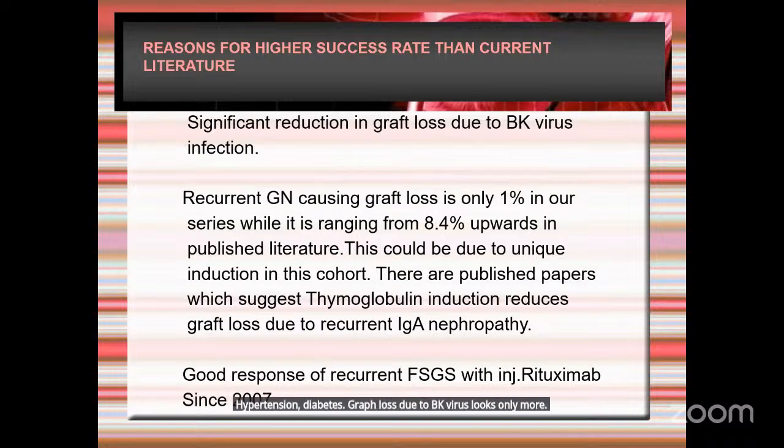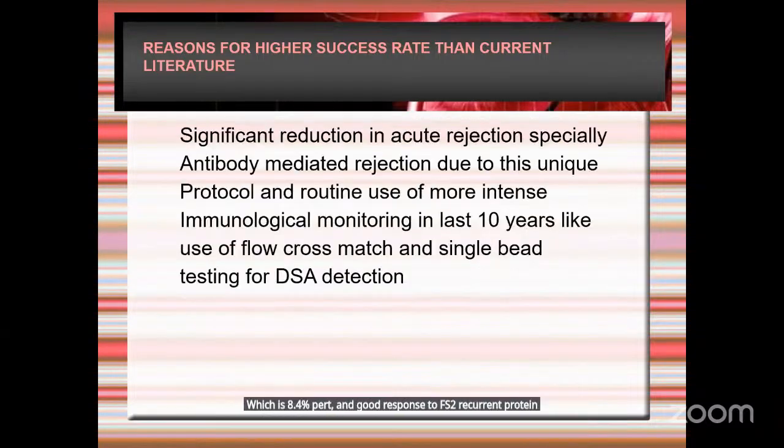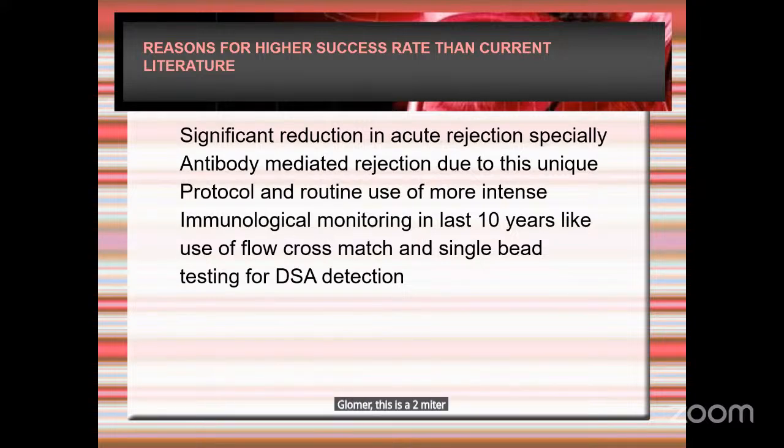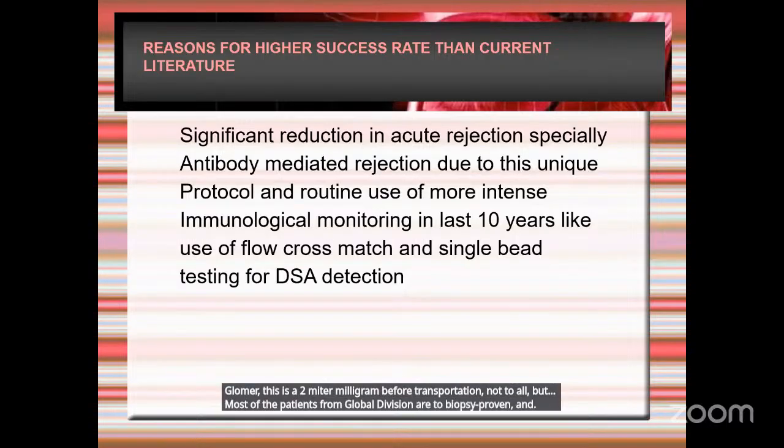So here, in comparison to the literature, our graft loss due to BK virus is not high. Recurrent GN causing graft loss is only 1% of our series, which is 8.4% in the New England Journal series. And there is good response of recurrent FSGS to rituximab. Significant reduction in acute rejection episodes and antibody-mediated rejections in the unit protocol, because I'm using rituximab also for glomerular disease at 2 milligram before transplantation, not to all, but most of the patients with glomerular disease, not to biopsy-proven chronic interstitial nephritis.